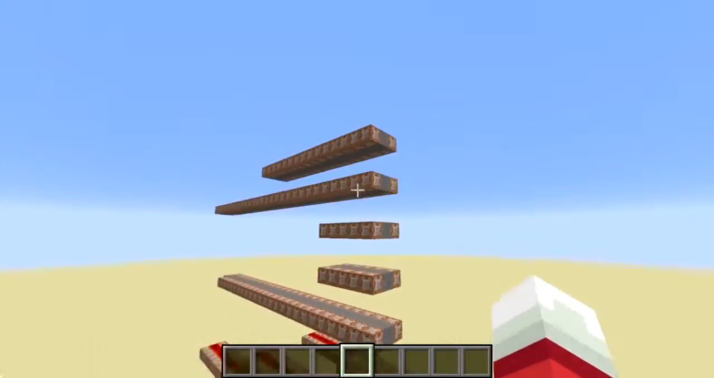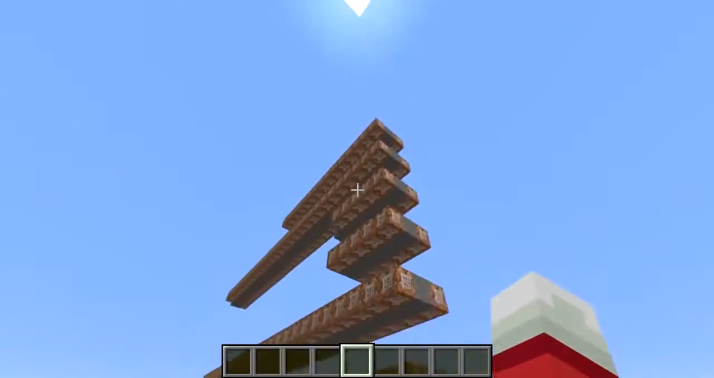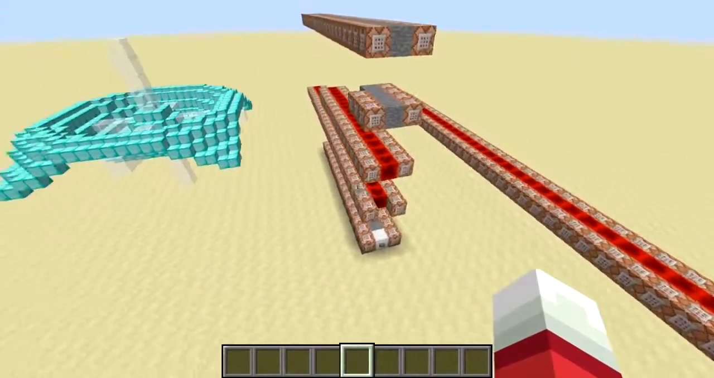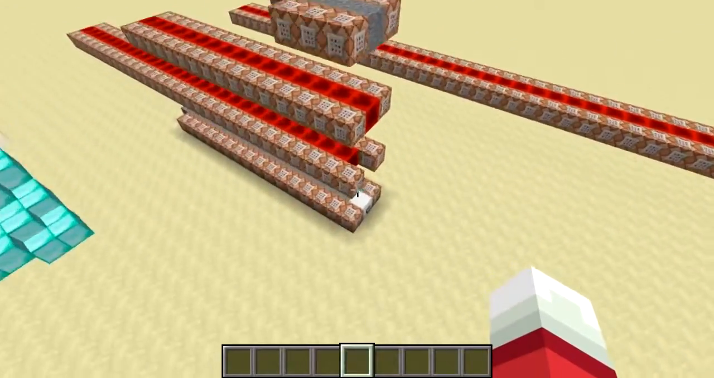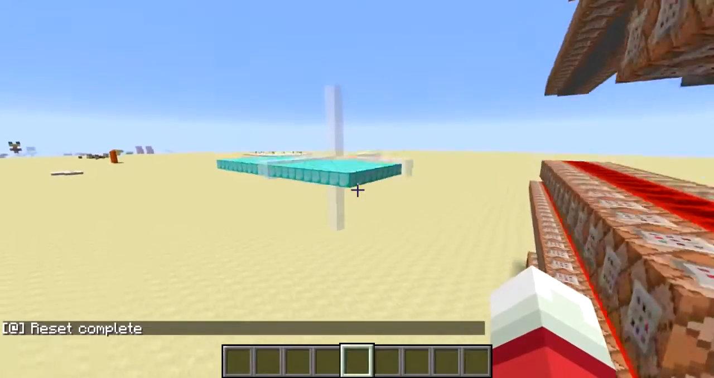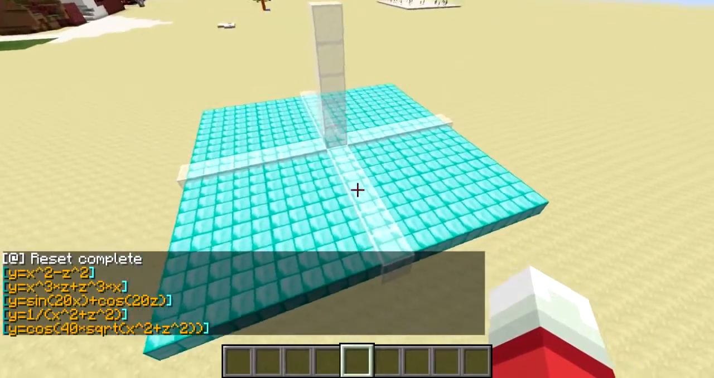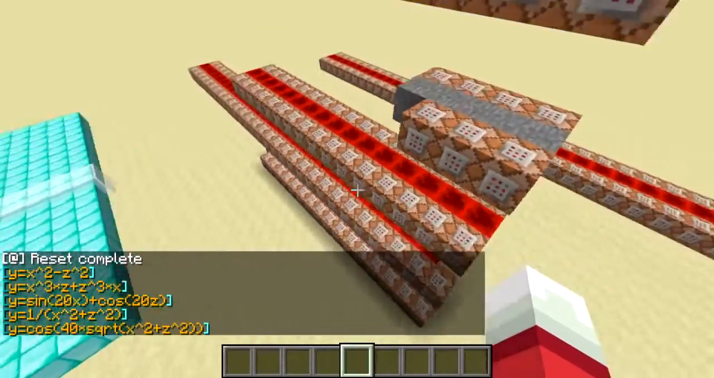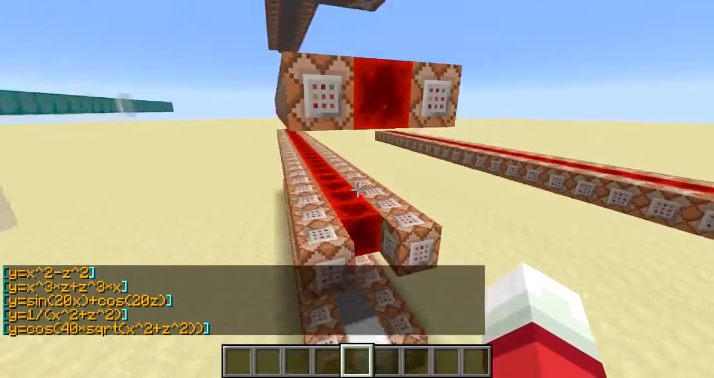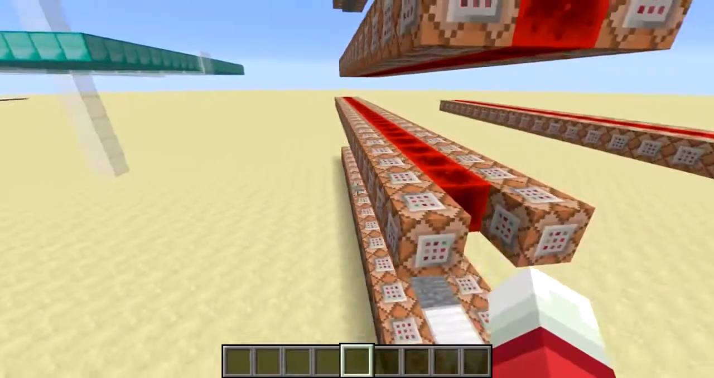So I'll go over what each of these does. These are the command blocks that run the whole system. I'll go over what each of the lines does, but not the particular commands involved in each. So down here, this is the reset line, and when I click it, you can see it resets the whole graphing surface, and then tells me a bunch of equations that it's able to render, so that I can click on those.